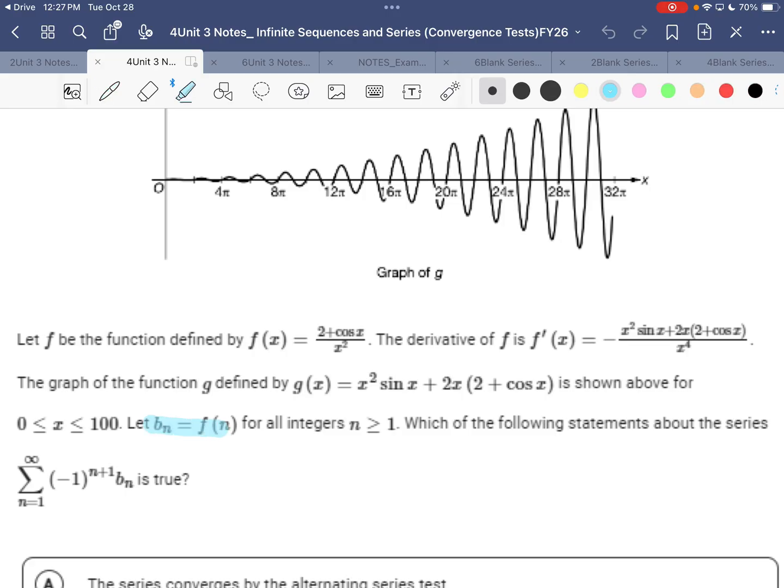Pay attention to the fact that it says b_n is this function, just written as a series instead, and being multiplied by (-1)^n. So if I took the limit of this, the numerator is not a constant number, but it's never going to be bigger than 3. And then the denominator has an x squared. So I would say that this limit is 0.